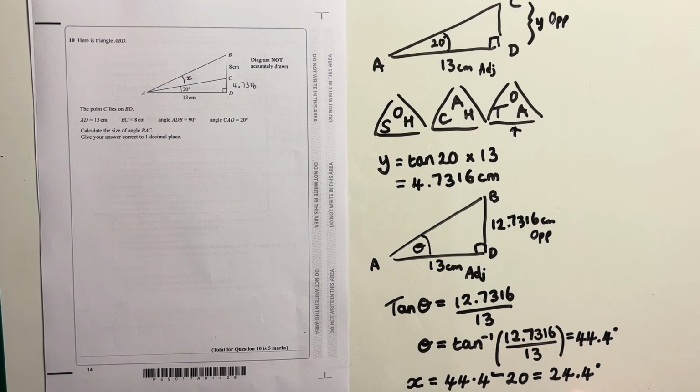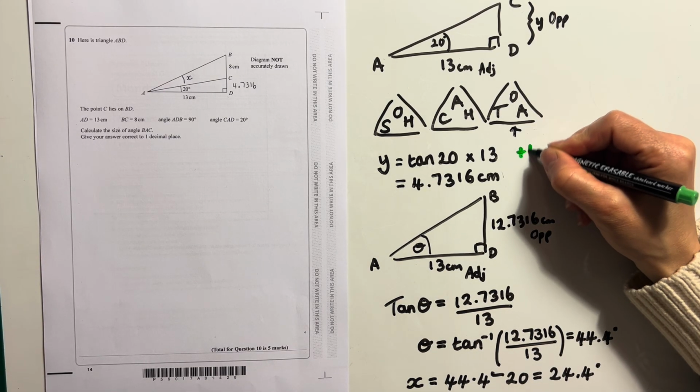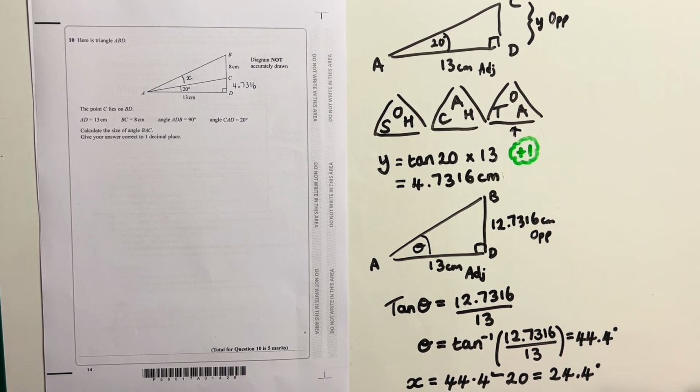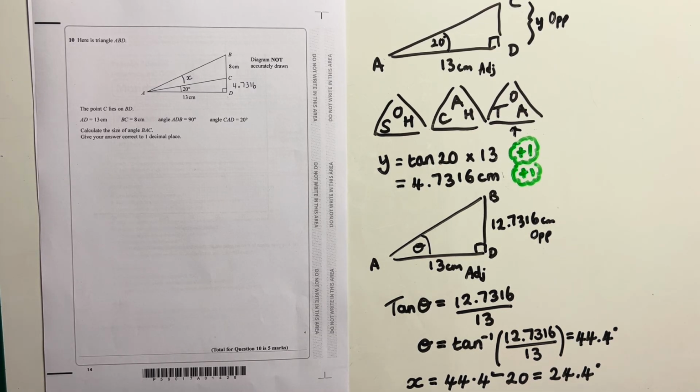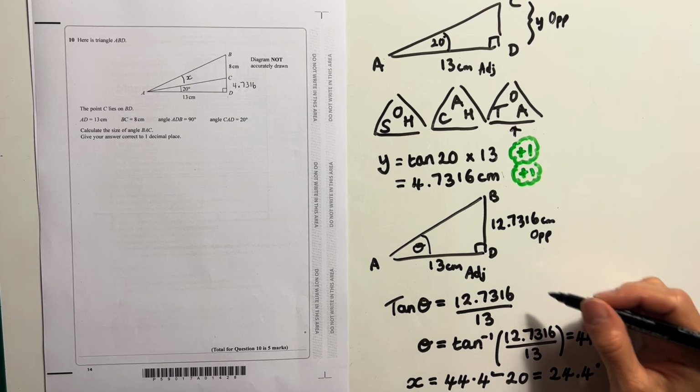If you got the answer of 24.4, you'll get all 5 marks. Otherwise, you might have gained some marks if you've done some of the working out. The first mark is for using the correct formula triangle and putting the correct figures in. And the second mark is for finding the correct value for the length CD, 4.7316. The next mark is for using the correct formula for the bigger triangle ABD.